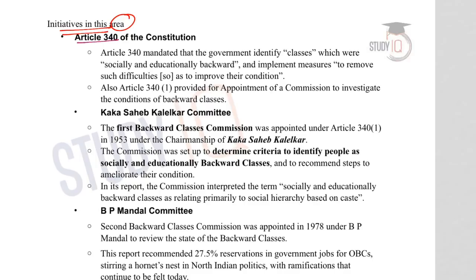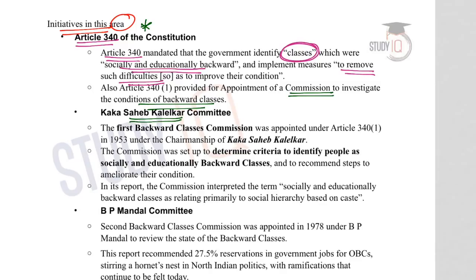So coming to Article 340 of the Indian Constitution, Article 340 mandated that the government should identify those classes which were socially and educationally backward, and the government should implement measures to remove such difficulties and improve their condition. So Article 340 of the Indian Constitution is a very important article, and based on this Article 340, an appointment was made. A commission was created to investigate the conditions of backward classes in the country, and this commission was chaired by Kaka Sahib Kalelkar.